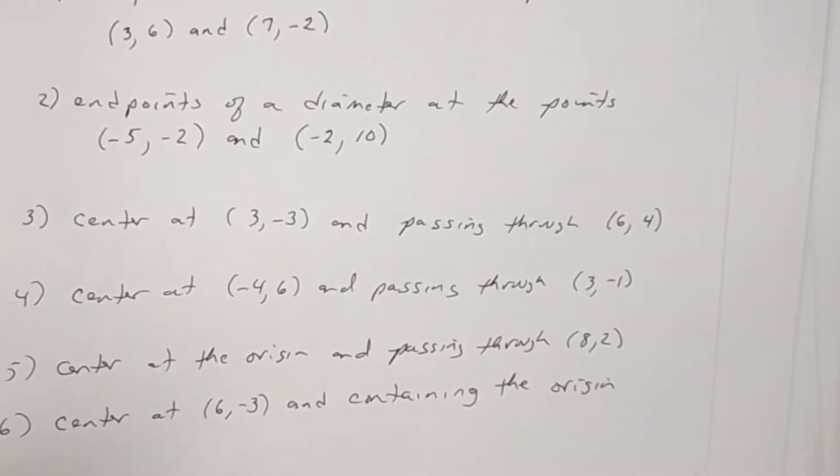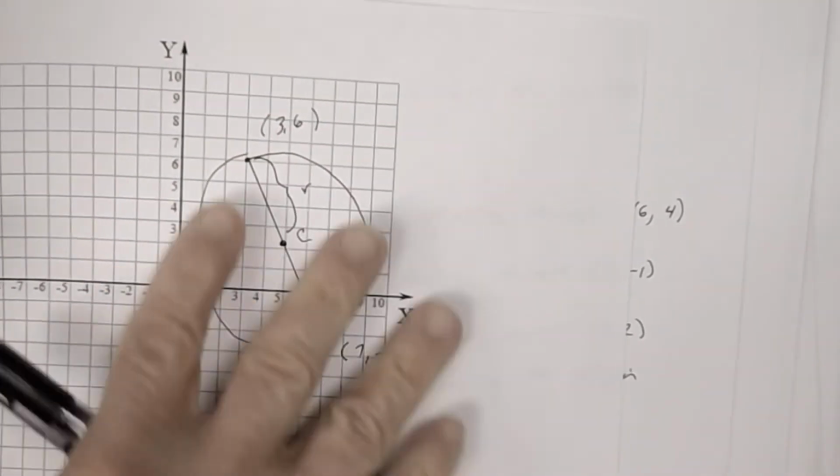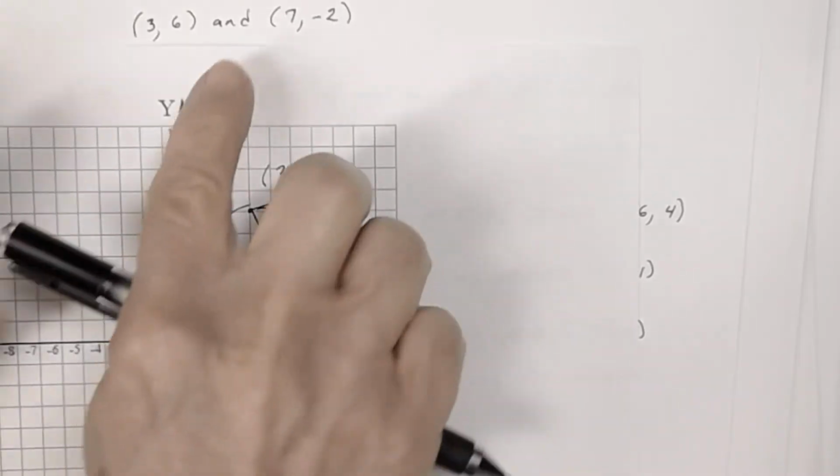Let's look at number 2. In number 2, it's going to be the same idea. This time the endpoints are -5, -2, and -2, 10. Remember, just like we did before, I'm not going to draw the picture, but the first thing you have to remember is this.